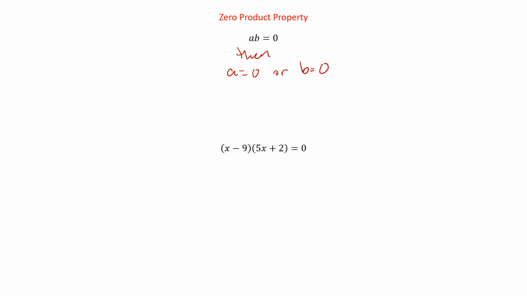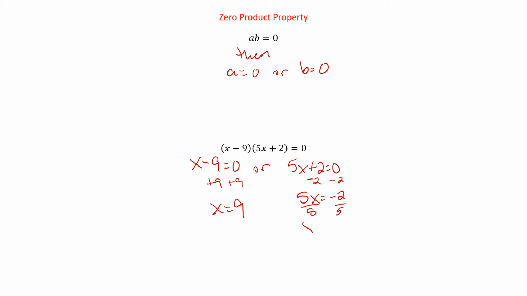So what does this look like? If we have a factored quadratic, say x minus 9 times 5x plus 2 equals 0, that means either x minus 9 equals 0 or 5x plus 2 equals 0. If x minus 9 equals 0, we can add 9 to both sides and get that x equals 9. 5x plus 2 equals 0, we can subtract 2. So 5x equals negative 2, divide both sides by 5 to get x equals negative 2/5. So there would be our two answers.